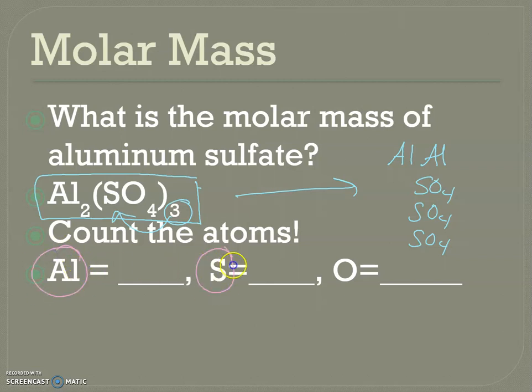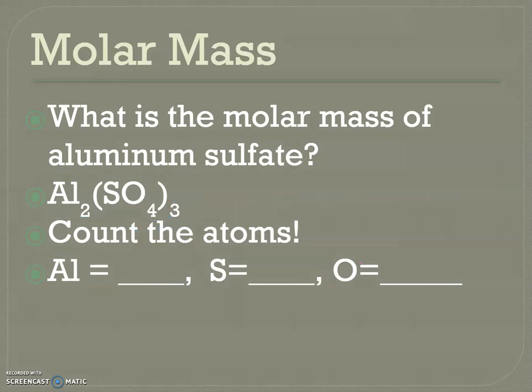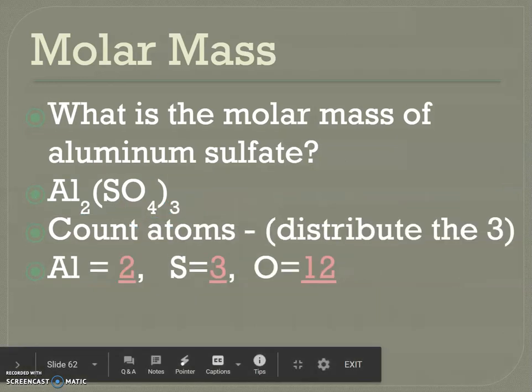So I need to count aluminums, sulfurs, and oxygens. I have 2 aluminums. I have 3 times 1, or 3 sulfurs, and I have 3 times 4, which is 12 oxygens. So that is a very common mistake, is that people forget to count the 3 sulfurs and the 12 oxygens separately. Sometimes they add them and get 7 instead, so you want to make sure that you're really comfortable with those values of 2, 3, and 12.